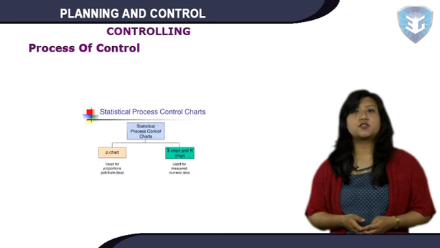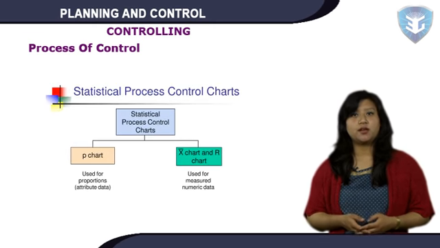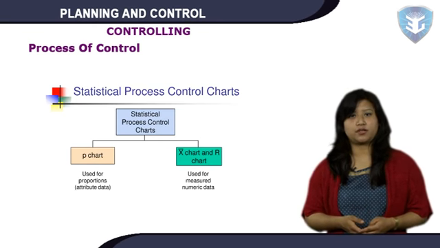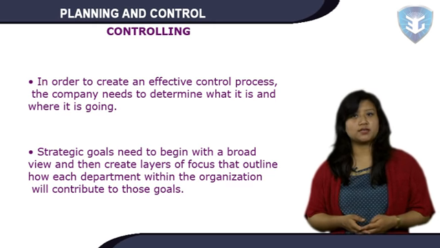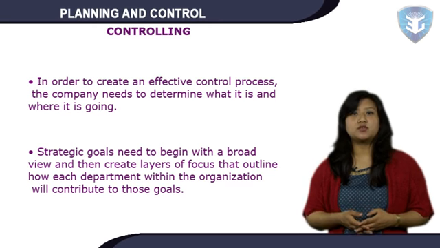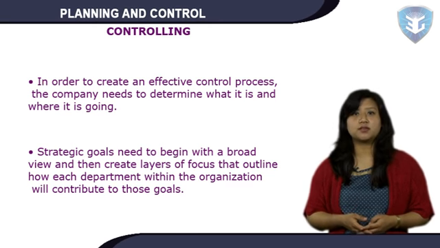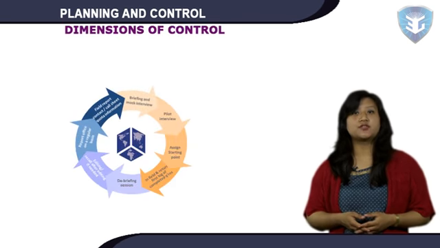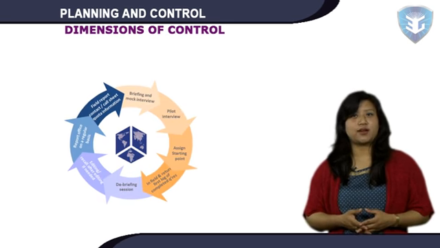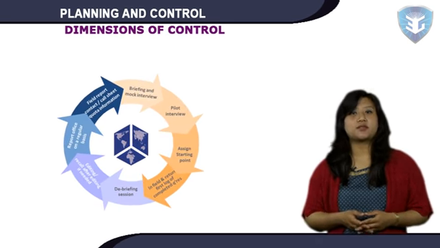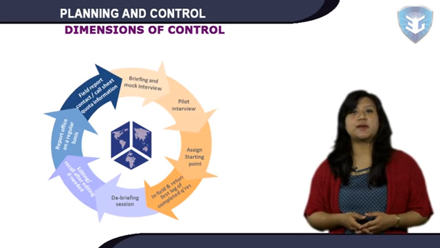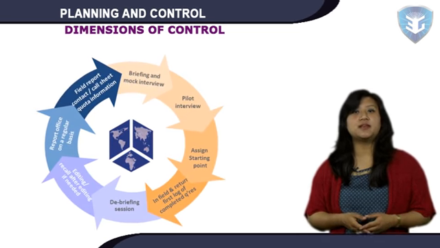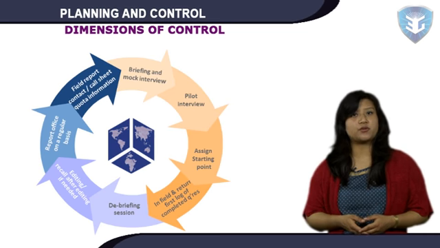Process of control. The control process is a direction for organizational control that derives from the goals and strategic plans of the organization. In order to create an effective control process, the company needs to determine where it is and where it is going. Strategic goals need to begin with a broad view and then create layers of focus that outline how each department within the organization will contribute to those goals. Dimensions of control. All controls can be characterized through 3 dimensions. These characterizations can help us understand where a control fits within the risk framework, enable us to better assess control capabilities, and help us eliminate gaps in our organization's risk management program.